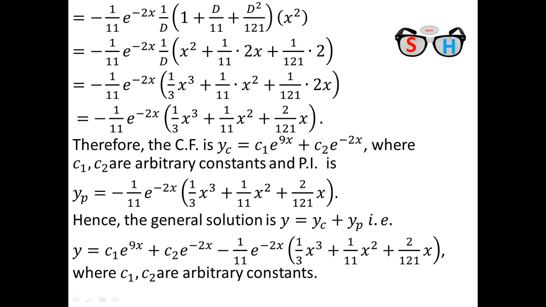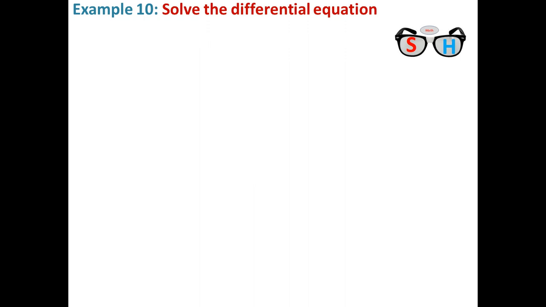Okay, do you understand? I hope that you understand this. Now we will go to the next example. Here we consider another differential equation. The question is, solve the following differential equation: d square y by dx square minus 2 dy by dx plus 4y equals e to the power x square.